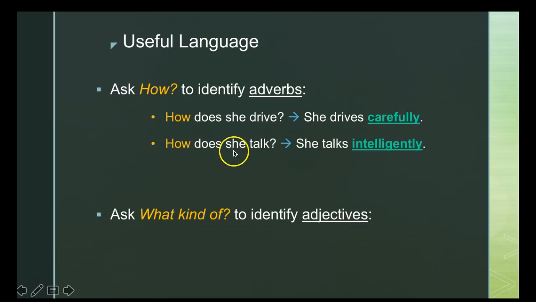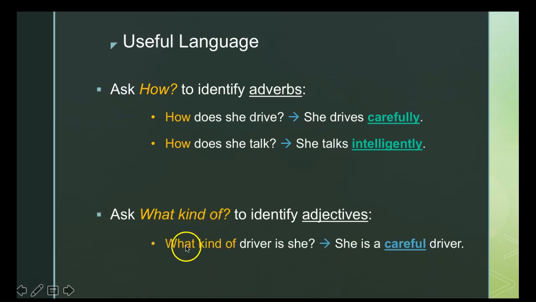Or we could ask, how does she talk? And we want to describe the verb talk, so we will use an adverb. She talks intelligently. Okay, and don't forget to add ly to your adverbs. And now let's see an example when we ask, what kind of? What kind of driver is she? And we need an adjective to answer this. She is a careful driver. We're describing the noun driver, so we need an adjective.